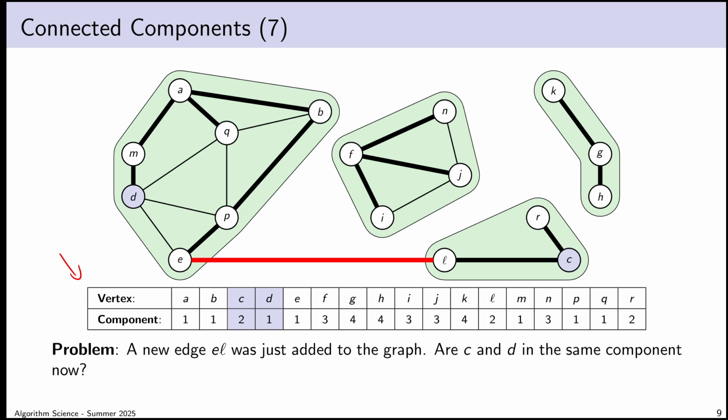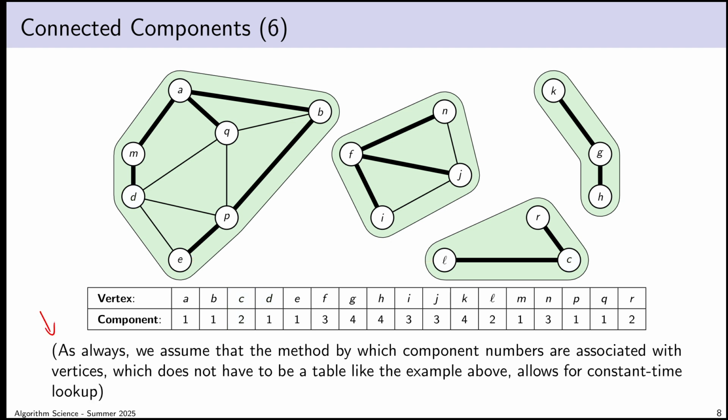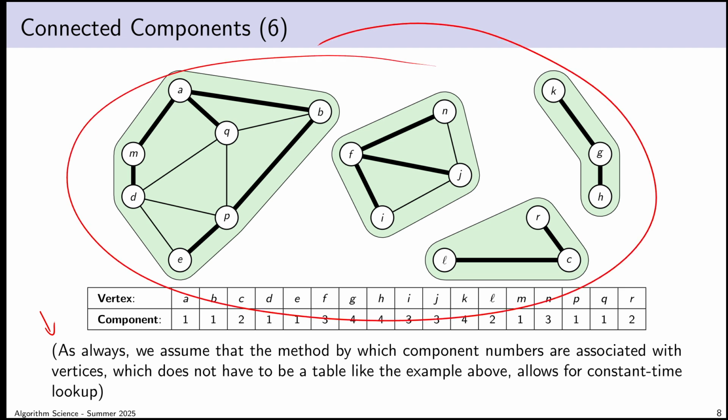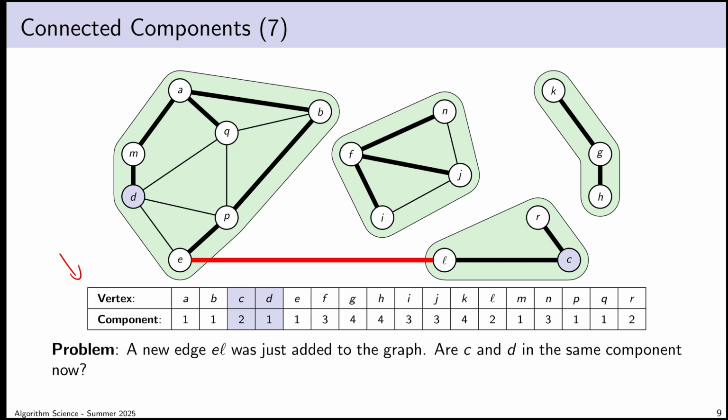So suppose I've already computed the components of the graph, so I know the components of the graph as of this point, as of the graph being in this state here, and then I add this edge. So pretty clearly, adding this edge changes the structure of components of the graph. So this information will probably become out of date.